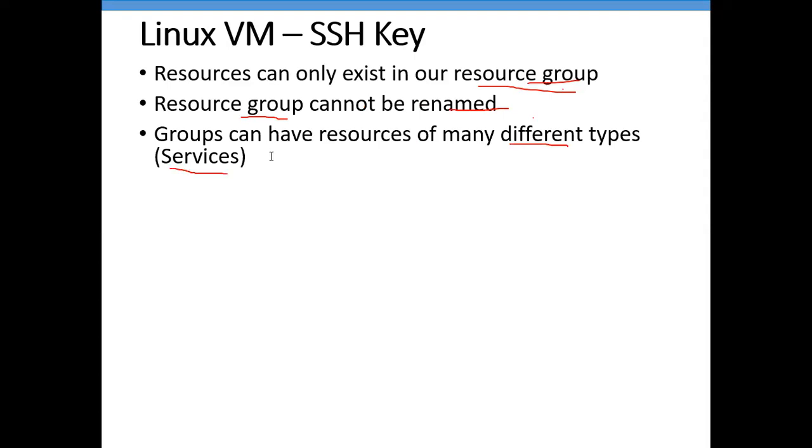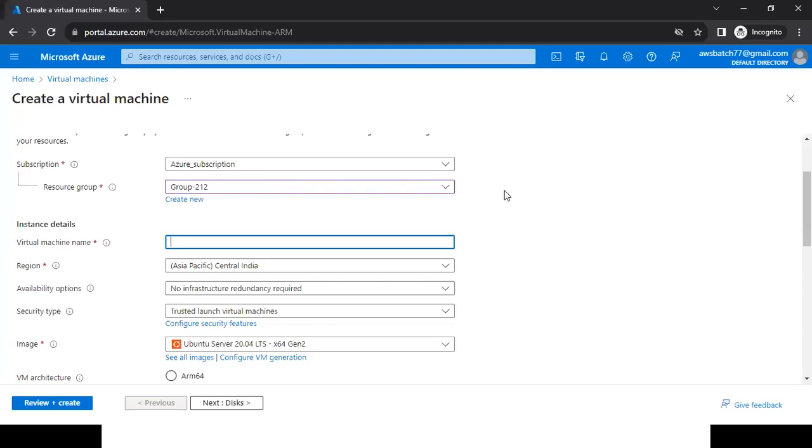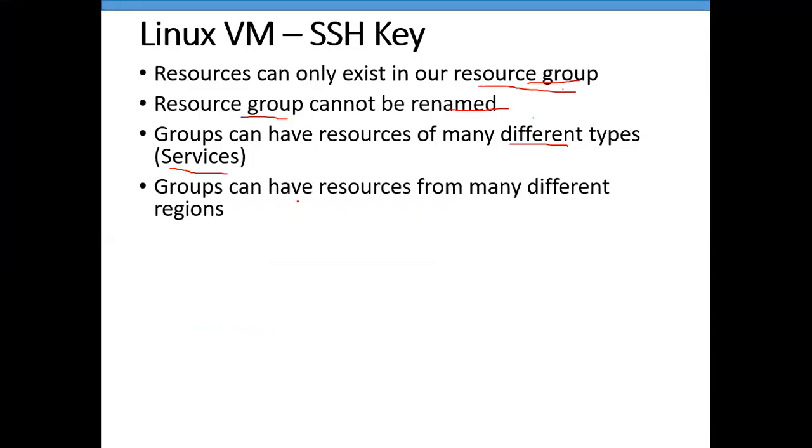In one single resource group, I can create a virtual machine, I can create a virtual network, I can create a database, I can create an app service. So whatever services we have, I can create in one single resource group. Resource groups can have resources from many different regions also.